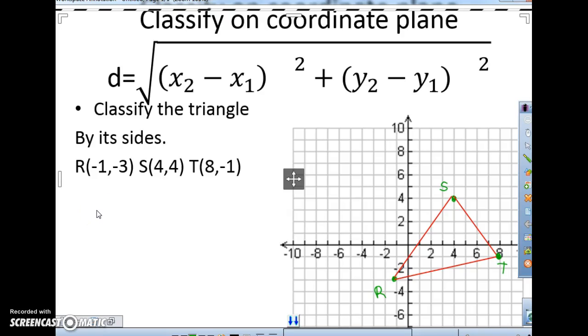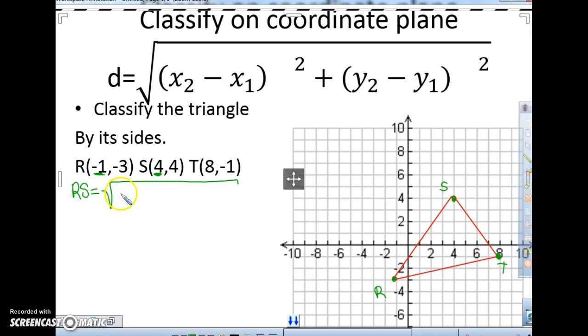R to S. So it says that we're going to subtract the x coordinates. So let's look at R and S. How far is it from -1 to 4 along a number line? How far is it on the number line from -1 to +4?